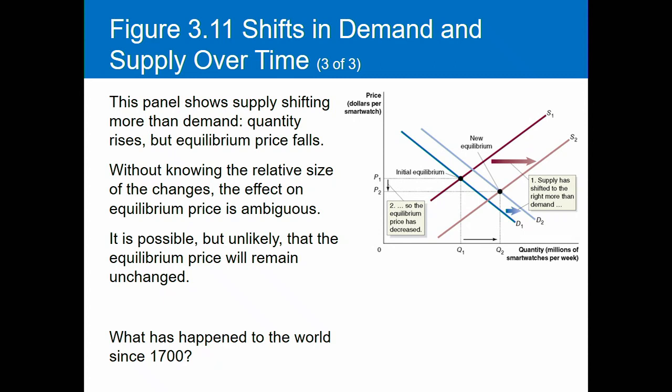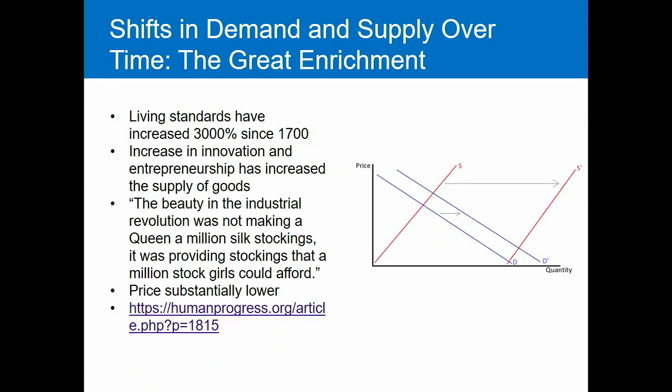Okay, so what's happened in the world since 1700? We've seen a lot of shifting in supply and demand curves since then. We have seen an increase in the demand curve. People's incomes have obviously increased substantially, but we've seen a much larger increase in the supply curve. Living standards have increased over 3,000% since 1700. We've had an increase in innovation and entrepreneurship, which has increased the supply of goods. We've come up with new technology to create goods cheaper, and used technology to create new goods themselves. So we have a much, much lower price of producing all goods relative to our incomes than any time in the past.